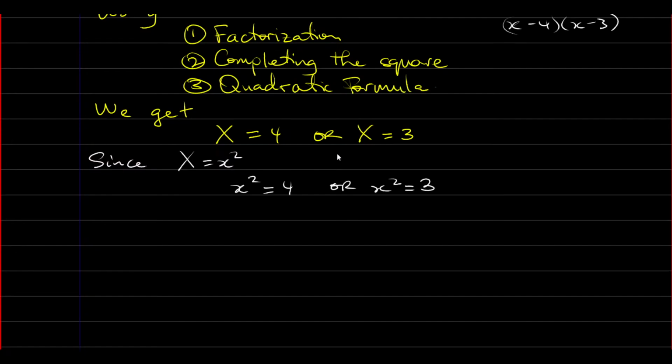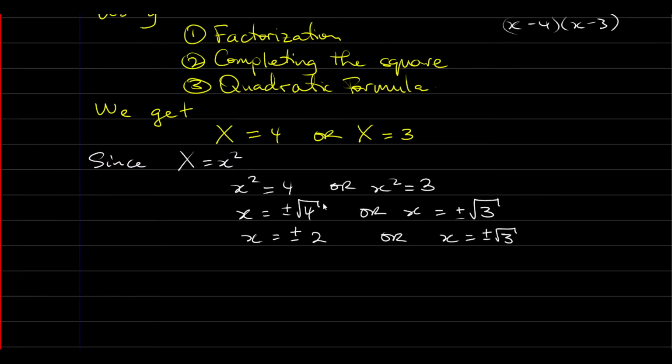Right? And in this case, we will tend to say that x would be equal to plus or minus the root of 4, or x would be equal to plus or minus the root of 3. Right? And that means that your x would be equal to plus or minus 2, or your x would be equal to plus or minus root 3.